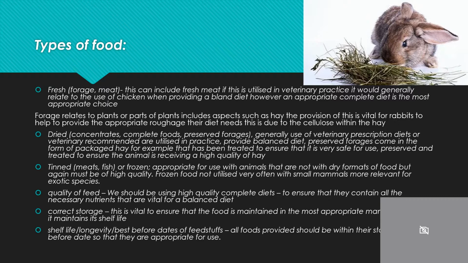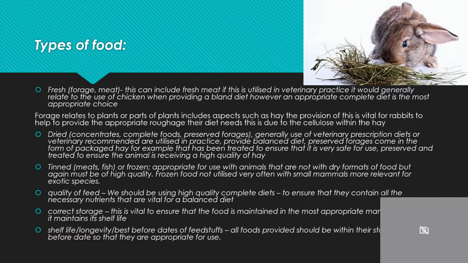Tinned, that can include meats or fish, or frozen, and appropriate for use with animals that are not familiar with dry formats of food, but again must be of high quality. Frozen foods are not utilised very often with small mammals. It's more relevant for our exotic species.